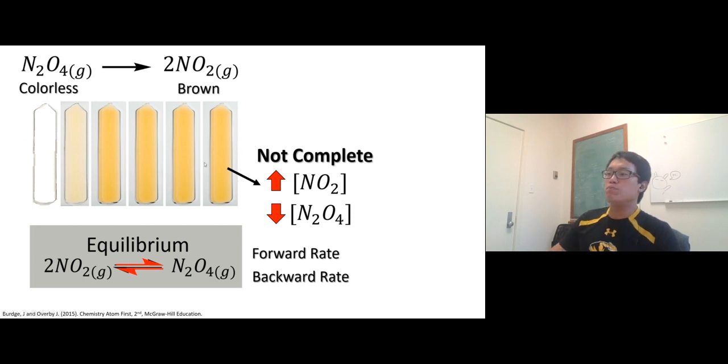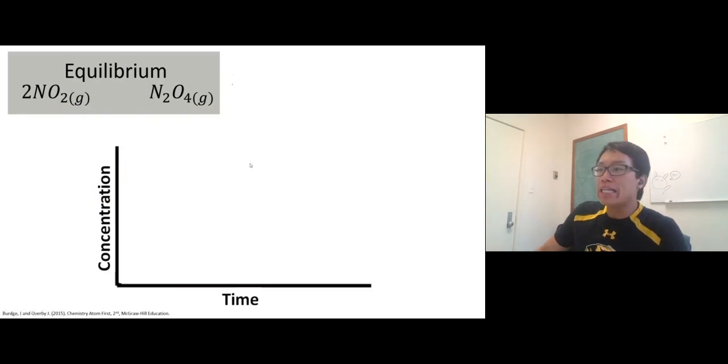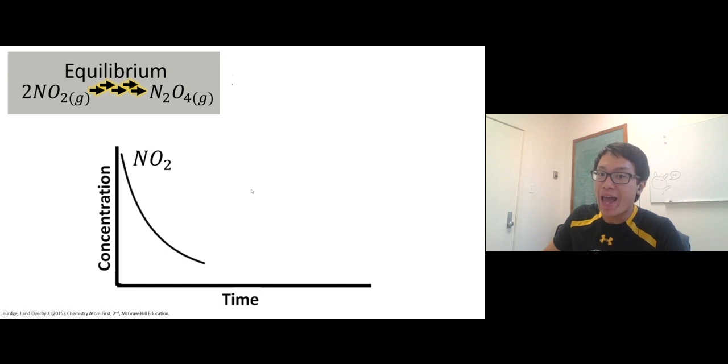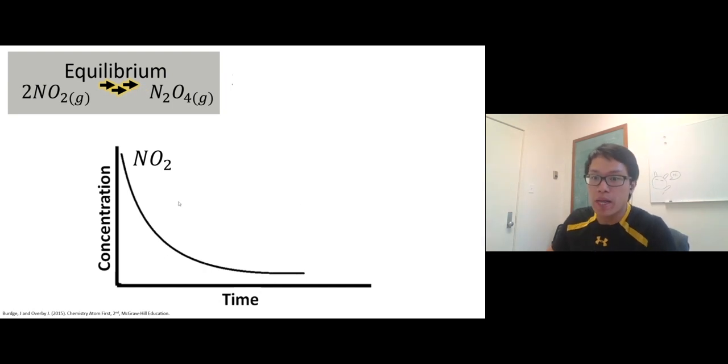All right, so let's take a look right here. Initially, let's say we go from NO2 to N2O4. Initially, the concentration of NO2 is high, so they react to form N2O4 rapidly. So the forward rate is really quick. As they react to form N2O4, the concentration of NO2 decreases over time, making them less likely to collide. With lower concentration, the rate goes more slowly, so the forward rate slows down.